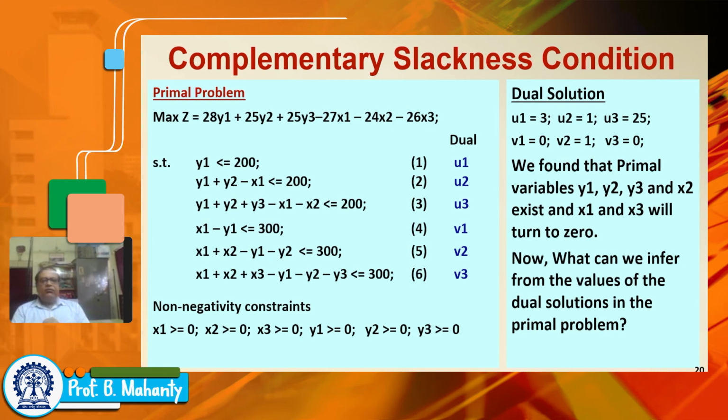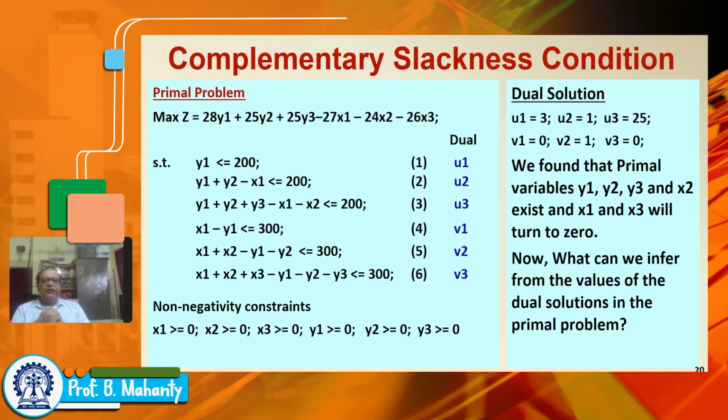So look at the first equation. u1 exists. We know that u1 is multiplied by the primal slack. So these are the primal problem. So u1 exists, u1 has a value, u1 multiplied by the primal slack. So y1 plus S1 equal to 200. So that means u1 S1 equal to 0. Now if u1 S1 equal to 0 and u1 has a value, then S1 must be 0. So if S1 equal to 0, can you say that then y1 equal to 200?